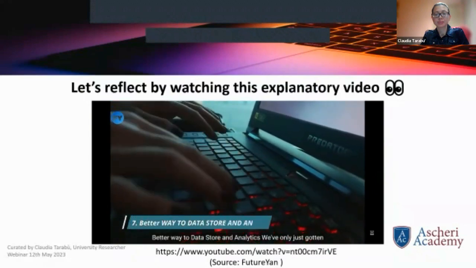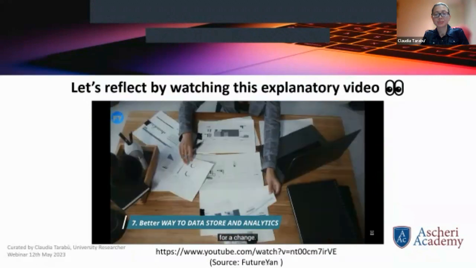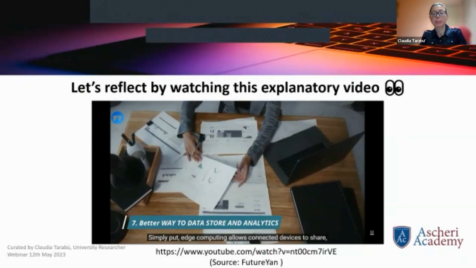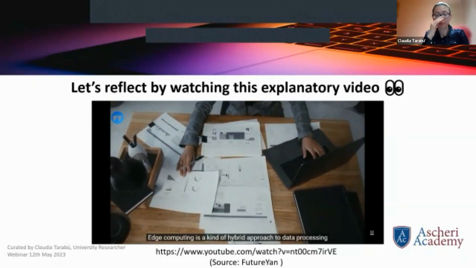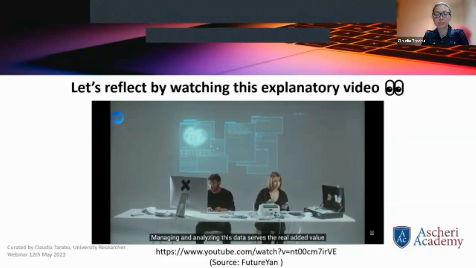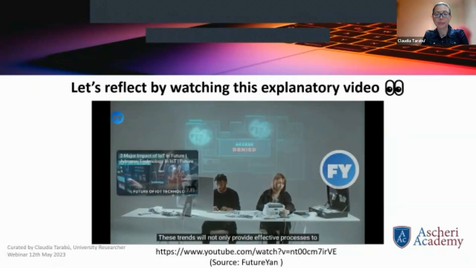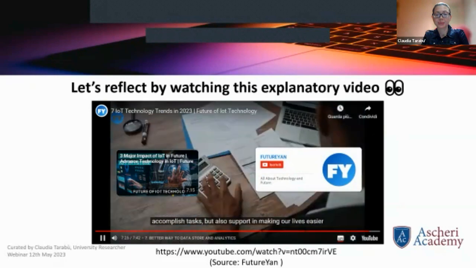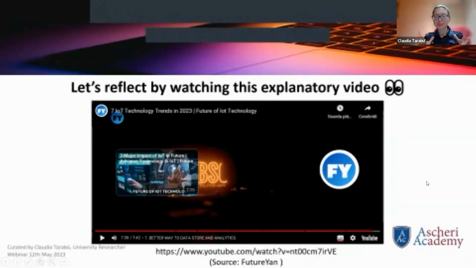7. Better ways to store and analyze data. We've only just gotten used to keeping our data in the cloud, and it's already time for a change. Simply put, edge computing allows connected devices to share, calculate, analyze, and keep data locally. Edge computing is a kind of hybrid approach to data processing that's reshaping the future of IoT. Managing and analyzing this data delivers the real added value that IoT can bring. Data analysis, machine learning, and artificial intelligence will hence play an increasingly significant and crucial role. These trends will not only provide effective processes to accomplish tasks, but also support in making our lives easier and more convenient.